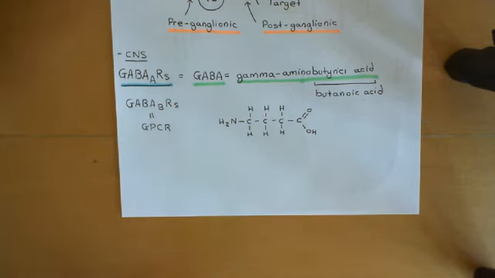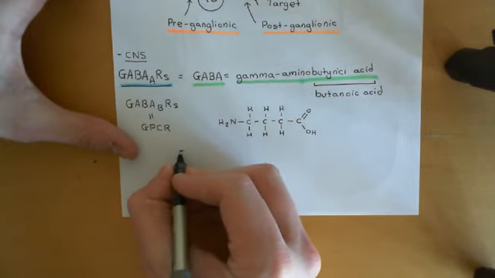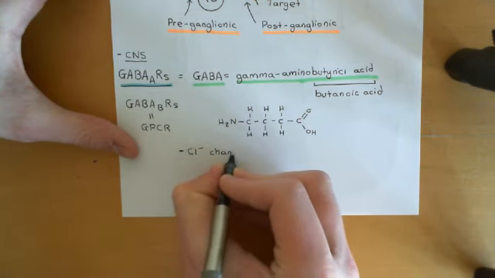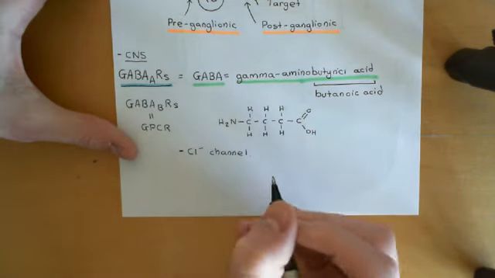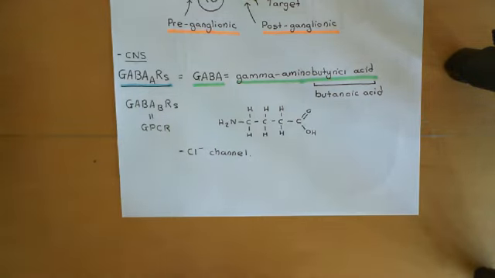Right, so that's all I want to say about GABA receptors for now. They are a chloride channel, basically, once they're open, and therefore they inhibit postsynaptic neurons. They make it less likely that postsynaptic neurons are going to fire an action potential. And it's a major, major neurotransmitter within the brain.